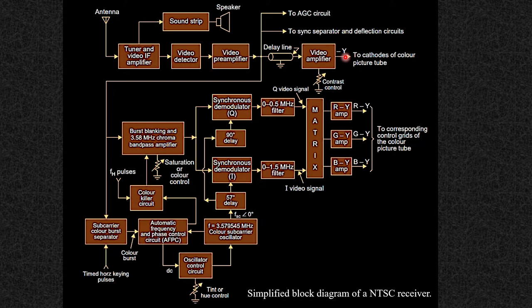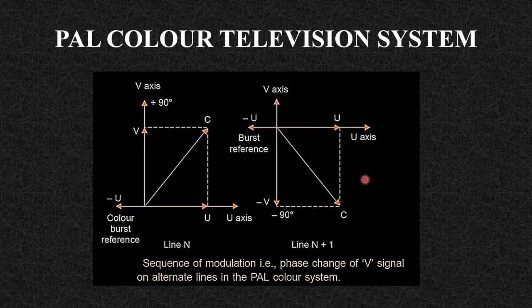You can say you are extracting your luminance and chrominance out of this. So this is the simplified block diagram of an NTSC receiver. Now, the PAL color television system. As we have seen, this is the system which stands for phase alteration by line. If I am talking about the PAL system, this is the R system, whereas we can say the Indian system or the German system.